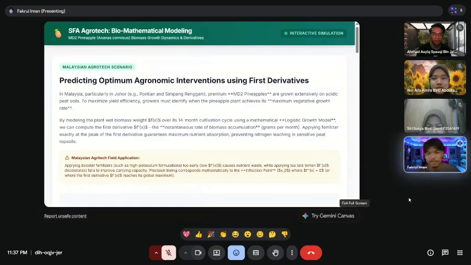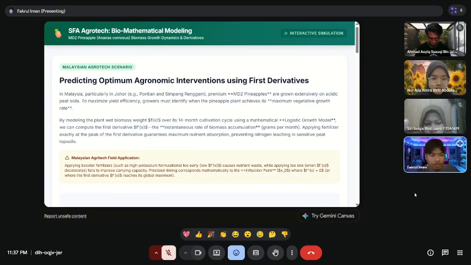Hi guys, my name is Muhammad Fakrul Iman bin Amin. My matric number is F25A1575, and this is my presentation for prediction of optimum agronomic intervention using the first derivative for MD2 pineapple.